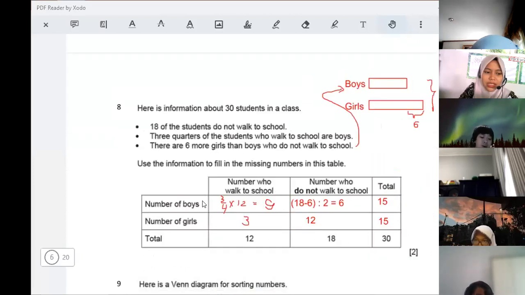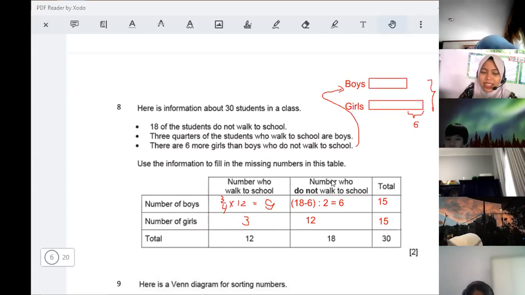So this 3/4 means 3/4 times 12, because this is 12. Boys are 9, because 3/4 of the students who walk to school. Students who walk to school is 12. So 3/4 times 12. Got it, class?